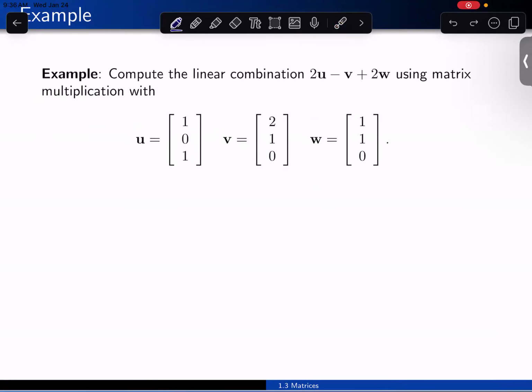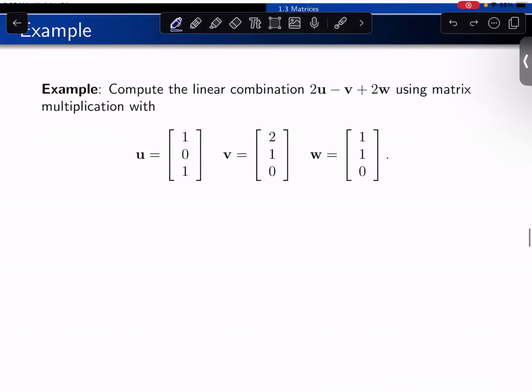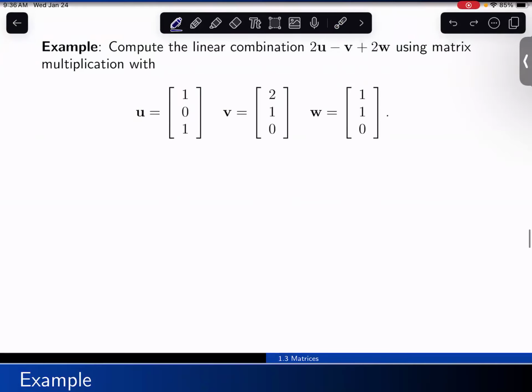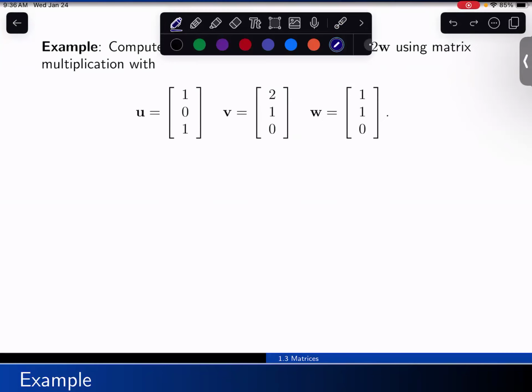How much time do we have left? Oh, I have 14 minutes. I can take all the time in the world.